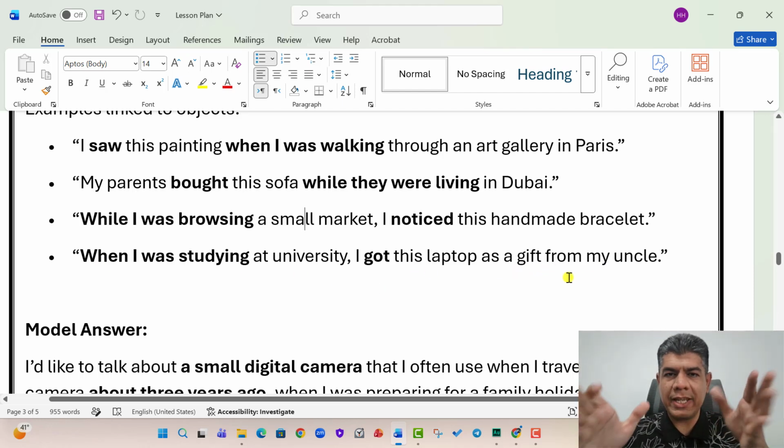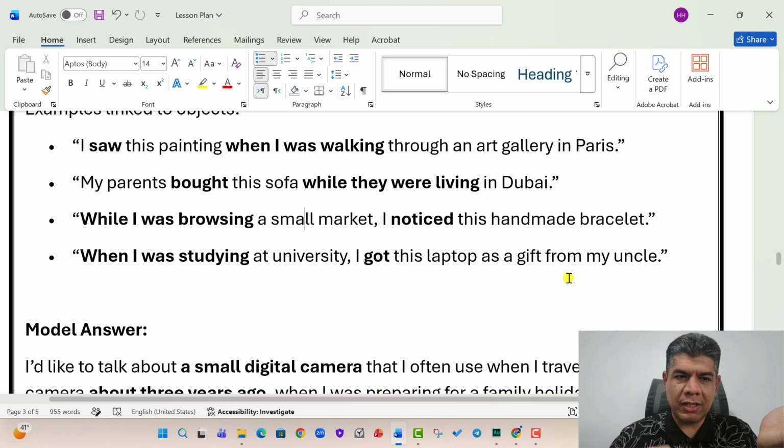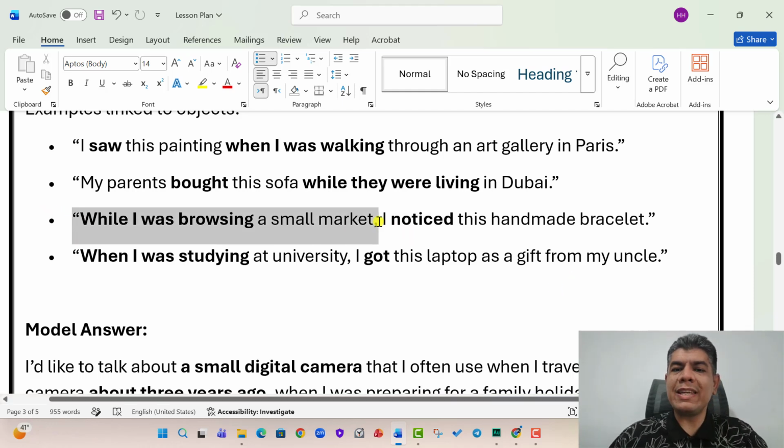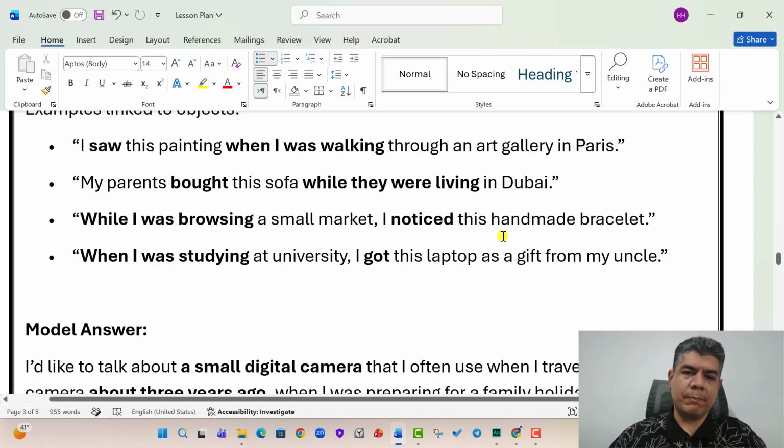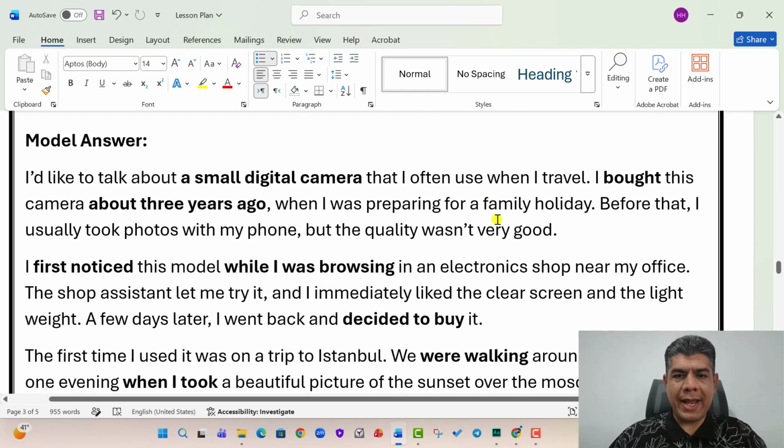So listen to me carefully. All these sentences you see here are not simple sentences because we have one dependent clause here and one independent clause here. That means that you're going to get a better score in terms of grammar. So let's move on to a model answer.